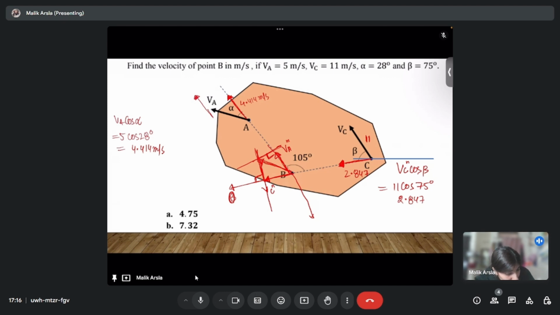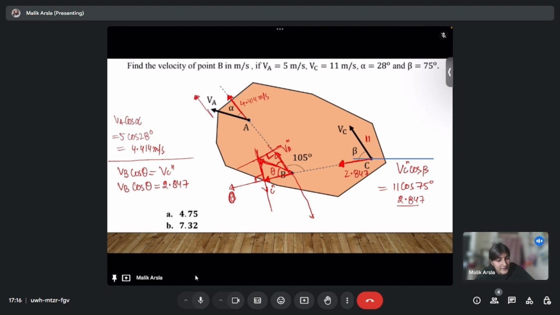Now how do we figure out velocity of b? Let's call this angle theta. So we know that from here velocity of b, vb cos theta, should be equal to vcn, which is equal to this. So vb cos theta should be equal to 2.847.